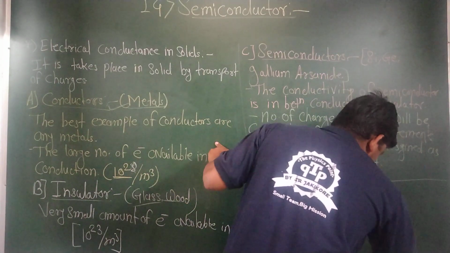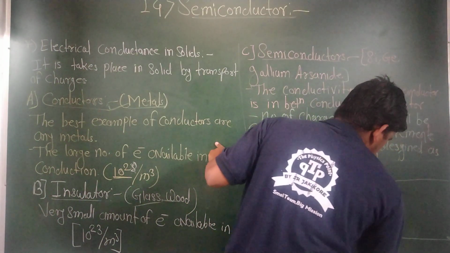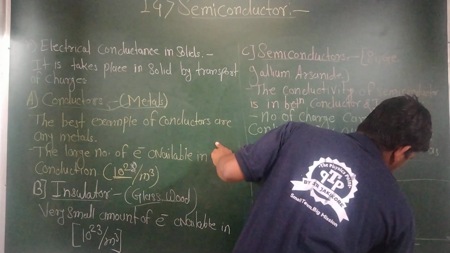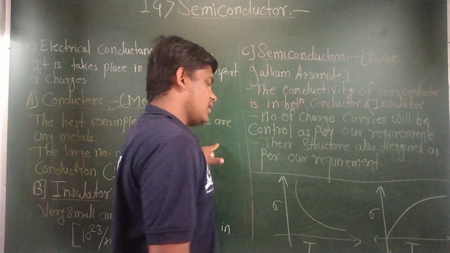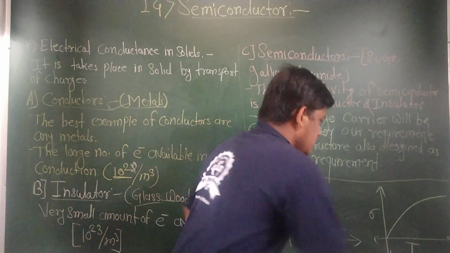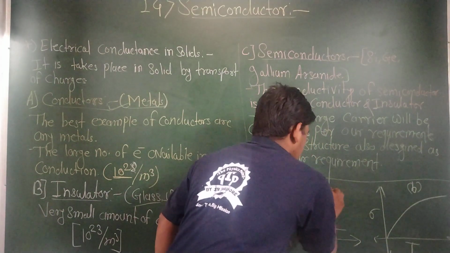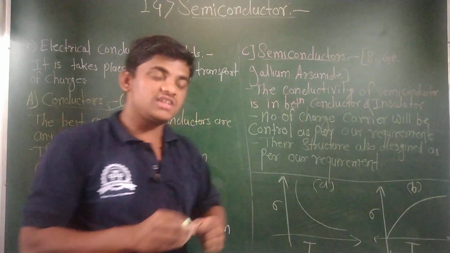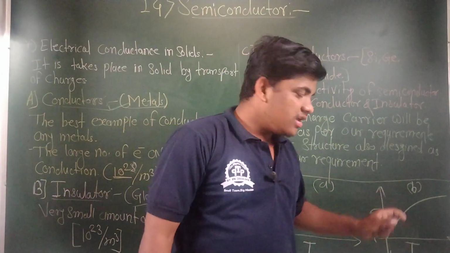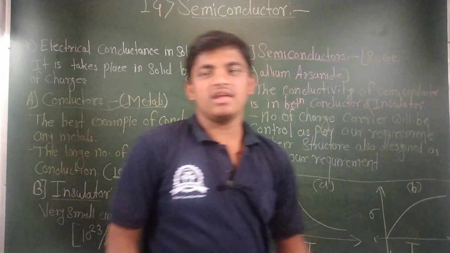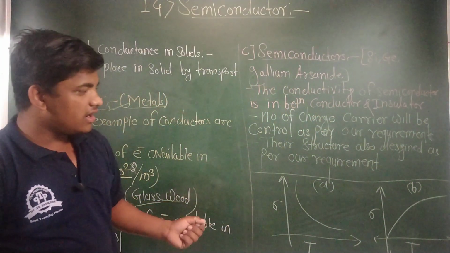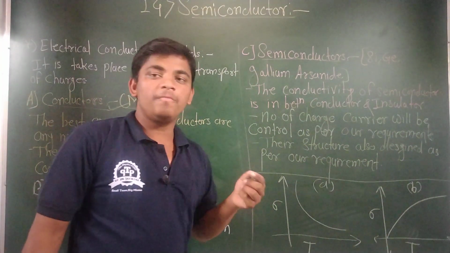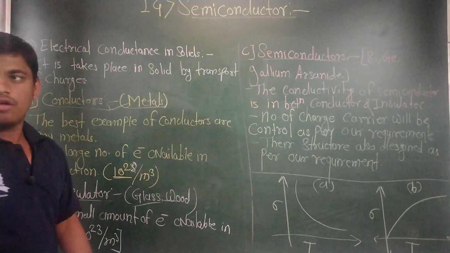In the semiconductor material, this is the conductivity and this is the temperature. It increases. Figure A presents the conductivity and temperature relation of metals, and figure B presents the conductivity and temperature relation of semiconductors. In semiconductors, if we increase the temperature, the conductivity also increases.